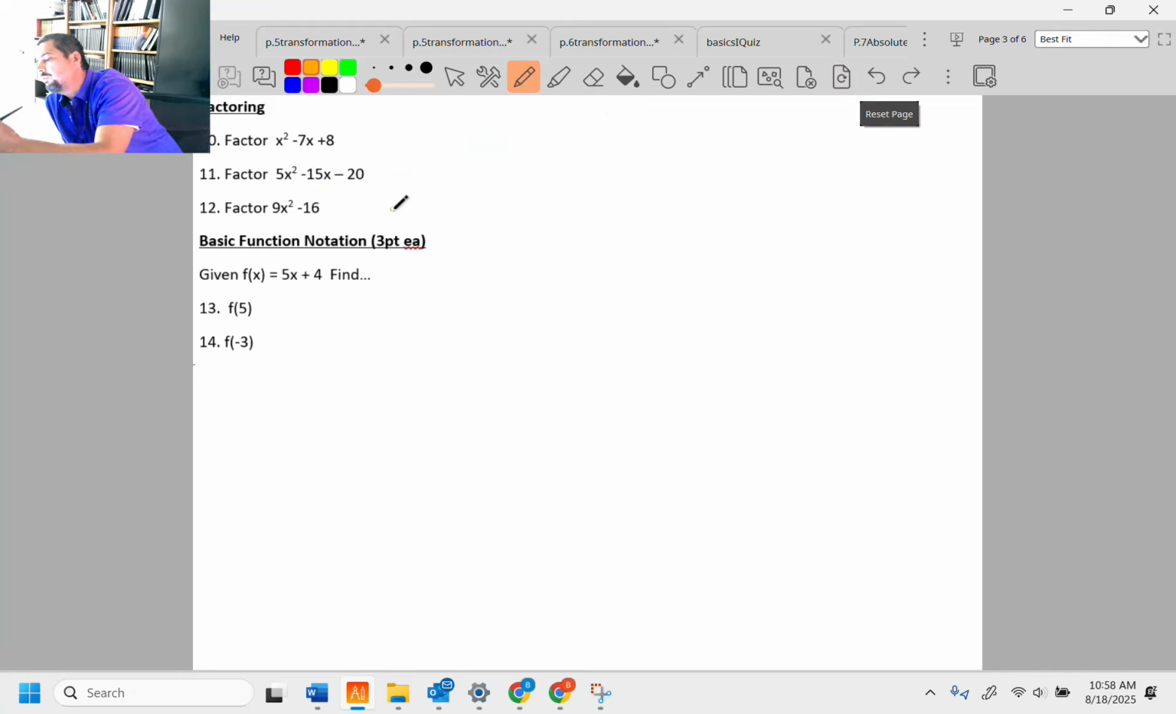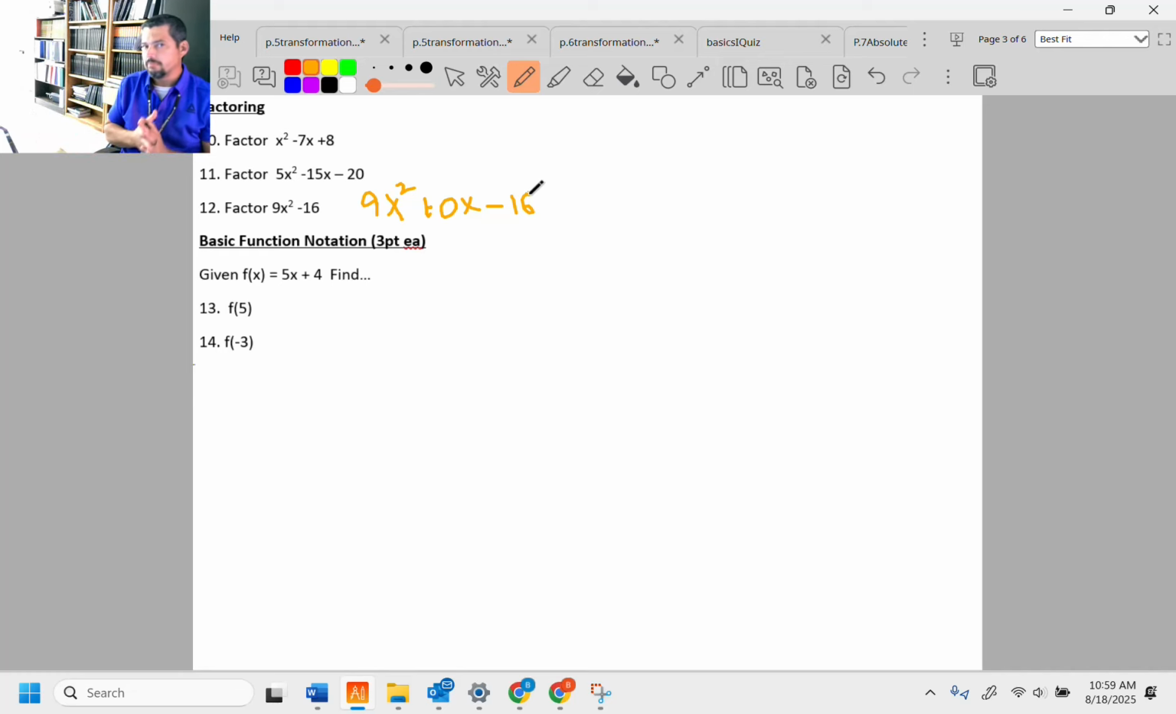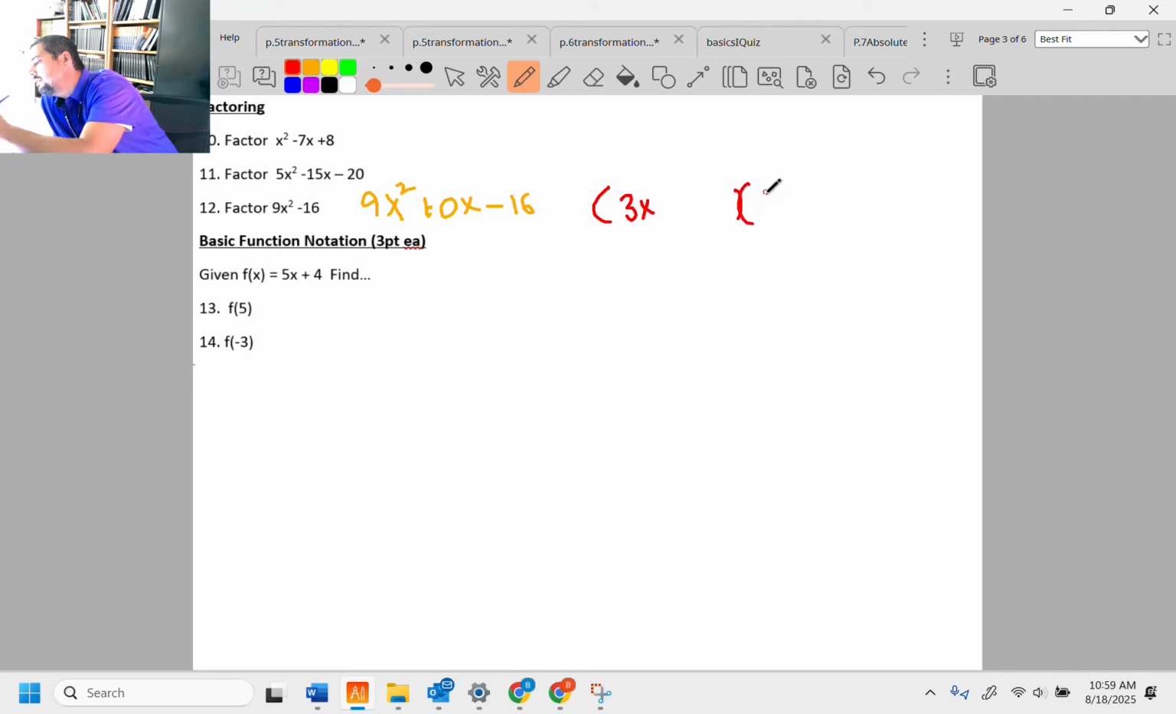Take note on number 12 that the middle piece, even though you can't see it, is 0x. So whenever I factor them, the pieces in the middle that I multiply together have to add to 0. Now, this one is special. Your gut should tell you that it takes a 3x and a 3x to make 9x squared. I've told you most of the time it's the factors that are close to each other. To make 16, you need a 4 and a 4.